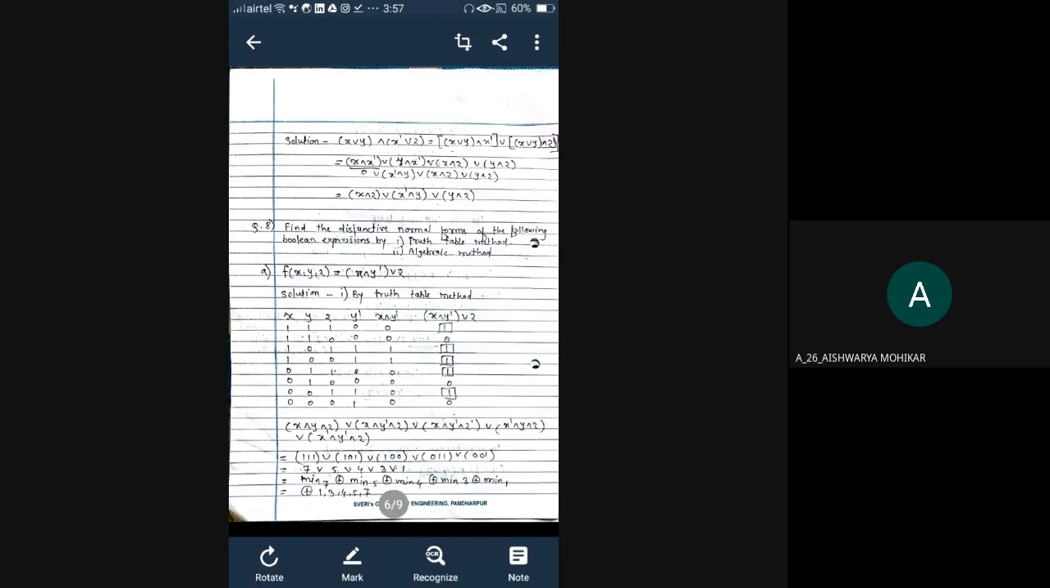Here in this question they have given: find the disjunctive normal form of the following Boolean expression by the truth table method and the algebraic method. So just take note of this example. F of x, y, z is equal to x and y complement or z. Note this example and find its value by the truth table method. You have to find all possible minterms.